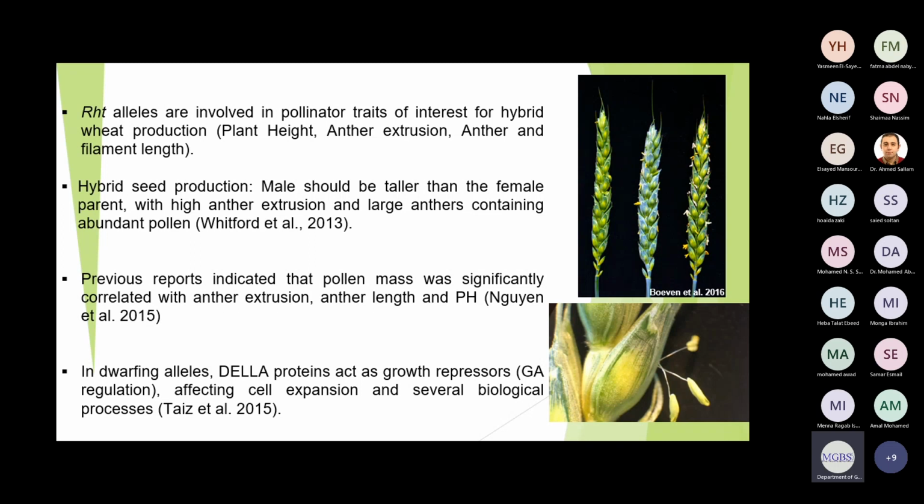The effect that we reported for the extreme dwarf alleles, showing reduction in all the parameters, could be a consequence of the DELLA proteins that act as growth repressors. They are regulating the gibberellic acid response and affecting cell expansion and also other biological processes.